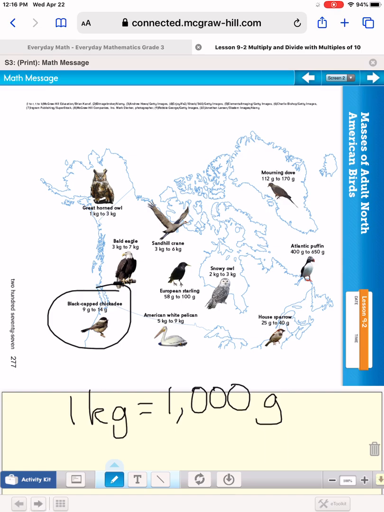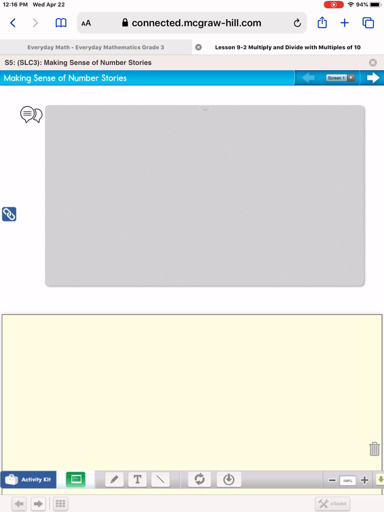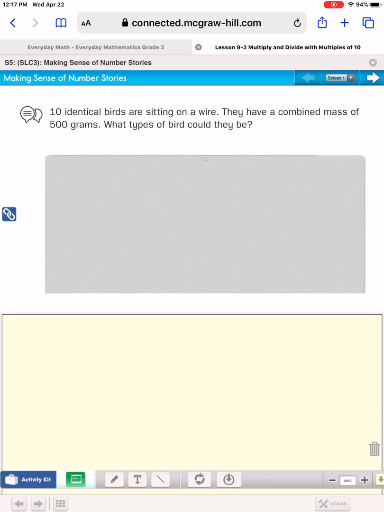All right, keep looking at these 2 pages. We're going to use this information to solve this number story. It says 10 identical birds are sitting on a wire. They have a combined mass of 500 grams. What types of bird could they be? So when we look at this problem, we have some important pieces of information to pay attention to. The first is that there are 10 identical, meaning same birds sitting together. And when you add up or multiply all of their masses, it's 500 grams.